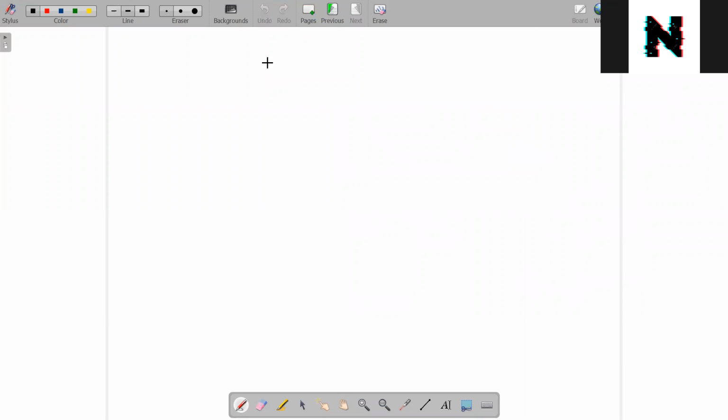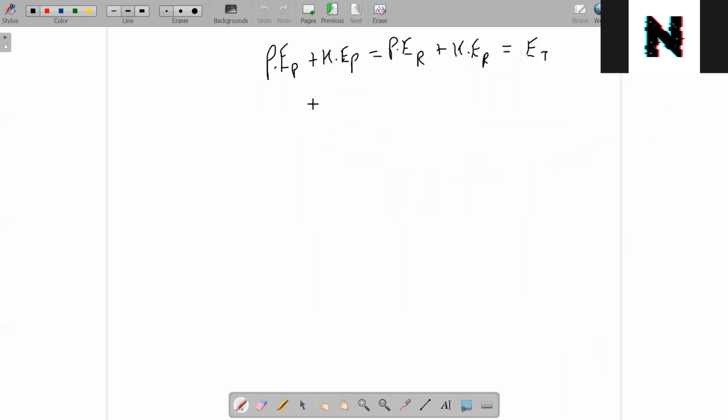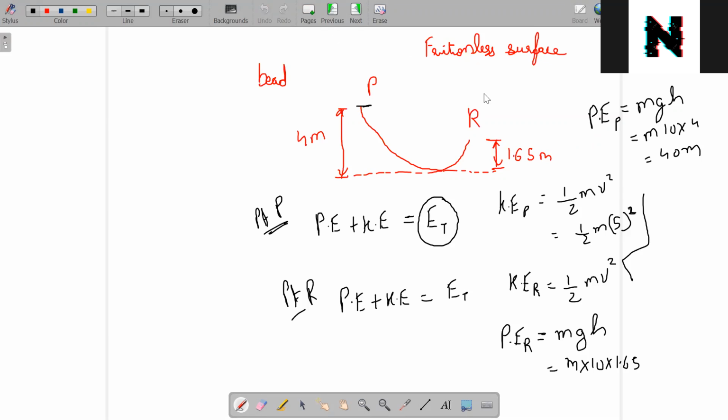Now we know that potential energy of P plus kinetic energy of P equals the potential energy of R plus the kinetic energy of R, because both of them are equal to E total. So now here we could say potential energy of P is what in the previous case? Potential energy of P is 40 m, right? So it is 40 m. Kinetic energy of P is how much? It is 25 by 2 m. Okay.